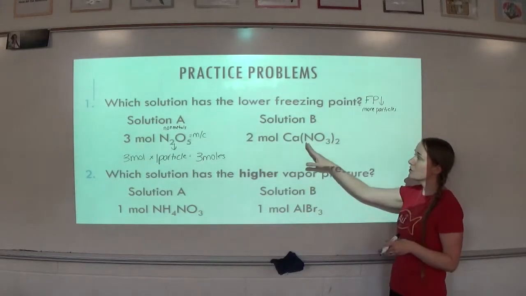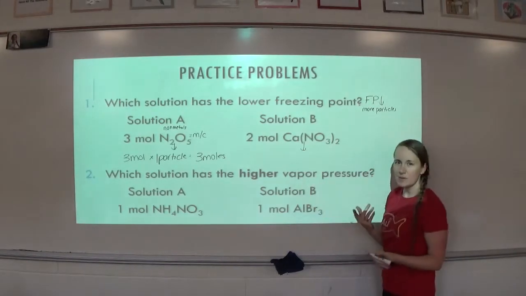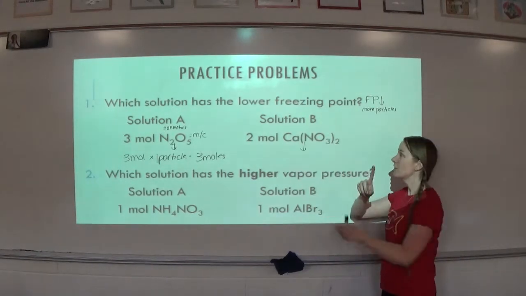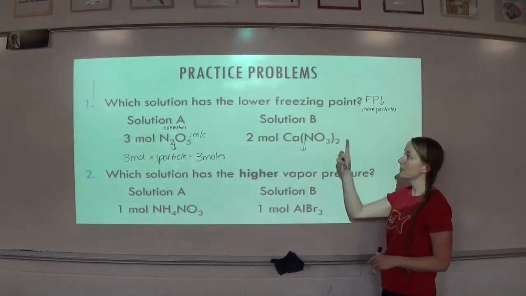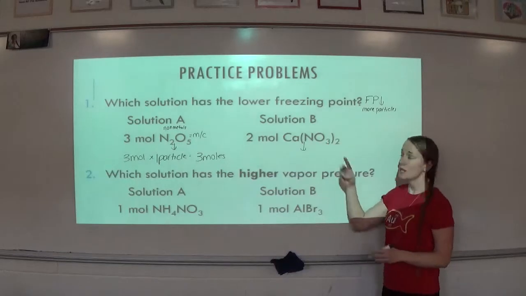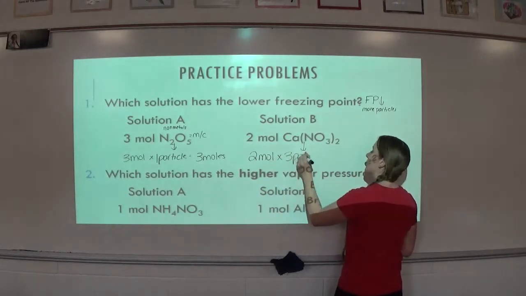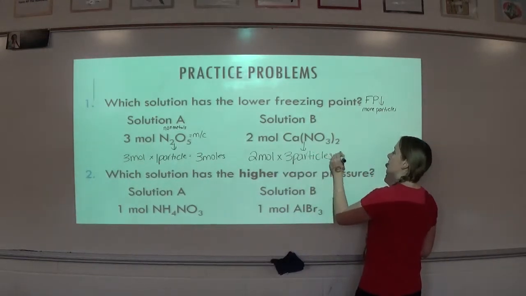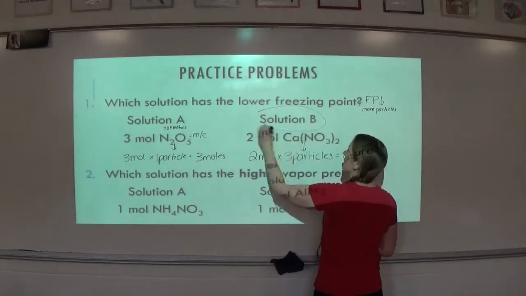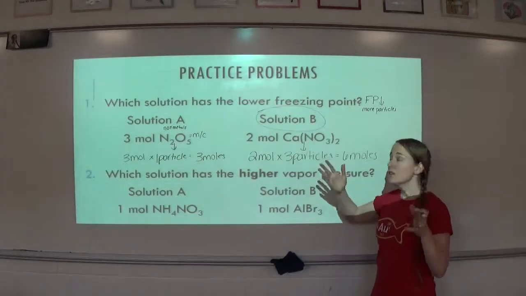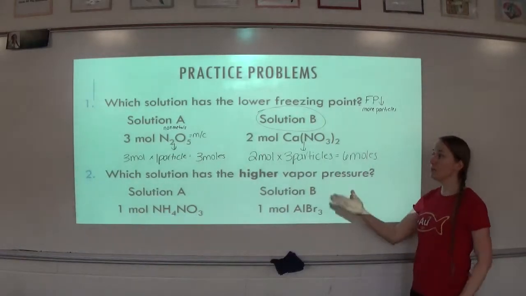All right, solution B, on the other hand, I see polyatomic ions. I know it's going to be ionic. So instead of writing them all out, I'm clearly going to get 1 calcium and then 2 nitrates, which gives me 3 particles. So that's 2 moles times 3 particles, and so I end up getting 6 moles of particles. So see, in this one, it ended up being solution B, even though in the beginning it seemed like it should have been solution A. All right, so hopefully you got that one right.